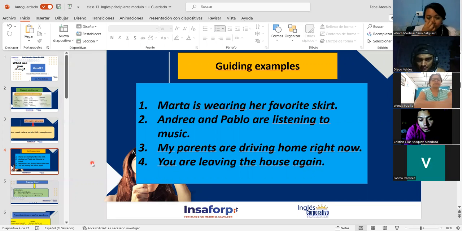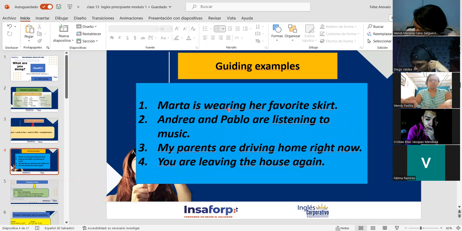Excellent. All right. These are actions in present progressive. Si ustedes hacen el análisis sintáctico de cada una de estas oraciones, se darán cuenta que cuenta con todos los elementos que ustedes ya aprendieron. All right? Let's check. Martha is the subject, is the verb to be, wearing, verb in ing.